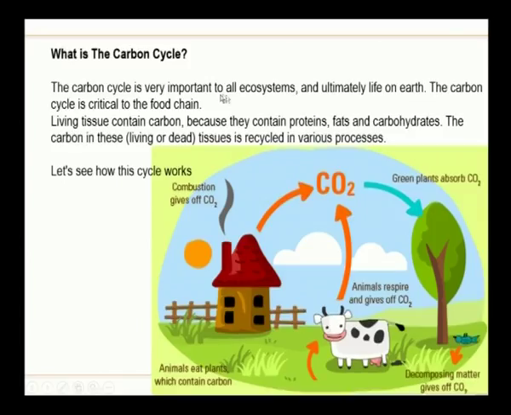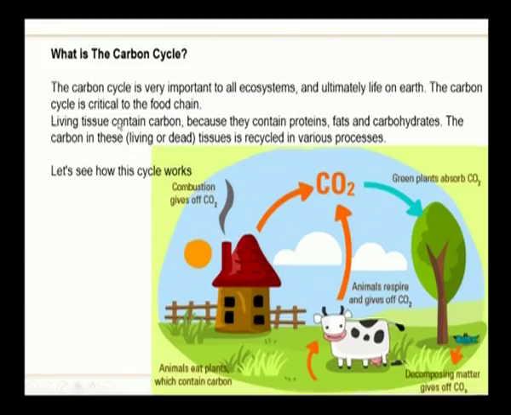Carbon cycle. The carbon cycle is very important to all ecosystems and to life on earth. The carbon cycle is critical in the food chain. During the food chain process, carbon dioxide is very important, which forms this carbon cycle. Basically, in the air and the atmosphere that is present around us, carbon is present as a gas.